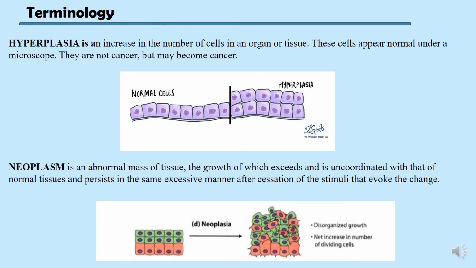So let's look at the two main terminologies that we will be discussing in this topic. The first terminology is hyperplasia. Hyperplasia is an increase in the number of cells in an organ or tissue. Now these cells appear normal under a microscope. They are not cancer, but may become cancer, right? So this is an infographic from Google Images, wherein you can clearly see what normal cells are and how hyperplasia looks. So hyperplasia is an increase in the number of cells in an organ or in a tissue, right?